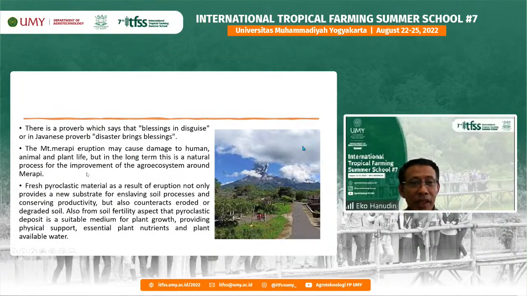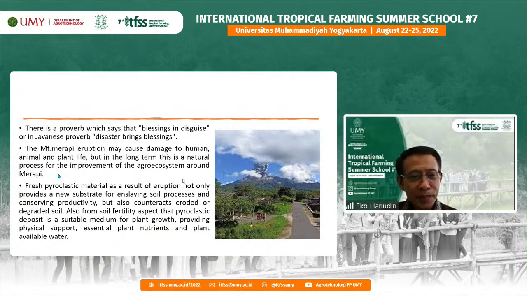Maybe there is a kind of prophecy, a blessing in disguise, or in Java we say disaster brings a blessing. So a Mount Merapi eruption may cause damage to humans, animals, and plant life, but in the long term, this is a natural process for improvement of the agroecosystem around Merapi. Hot clouds will burn everything surrounding the Merapi, but volcanic material has high nutrient content. So this is a natural rejuvenation process in the soil.